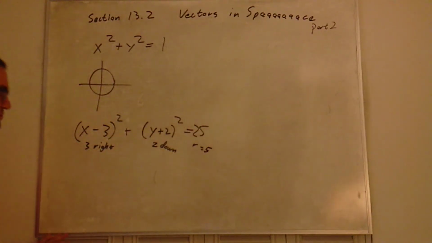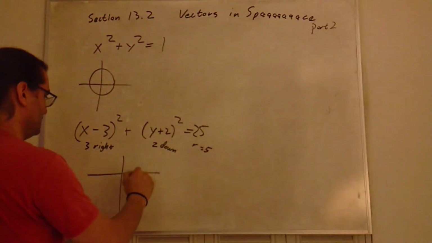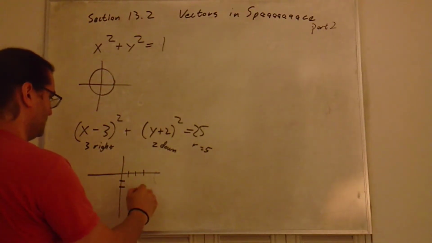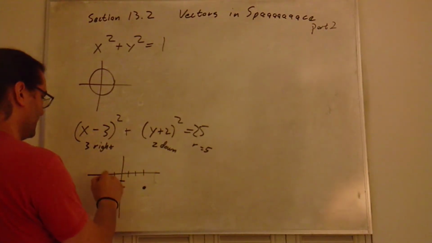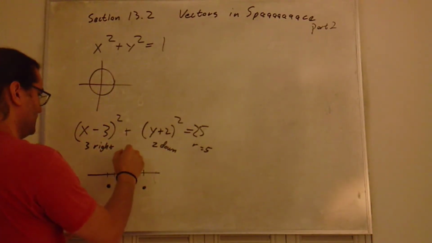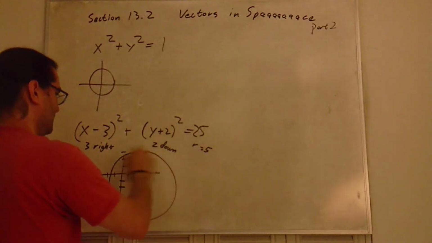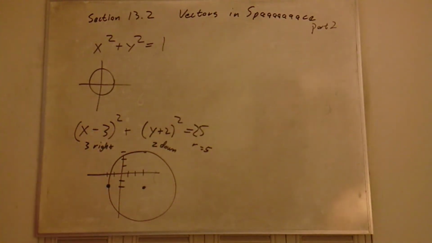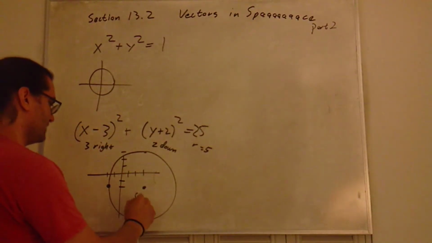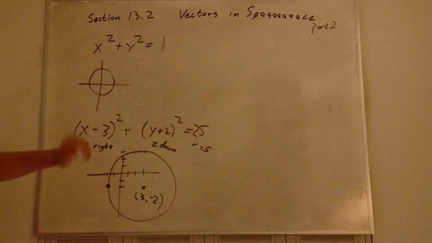1, 2, 3, 1, 2. So it'll probably go back here to -2 if the radius is 5, and we'll go up to +3 over there. Okay. So I have a big radius 5 circle centered on the point 3, -2. And that's what I get from this in 2 space.